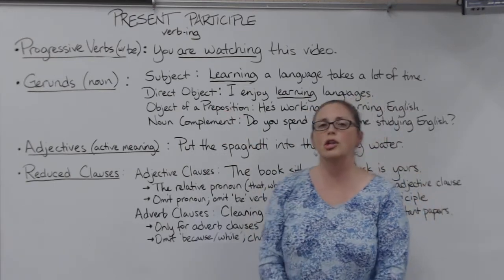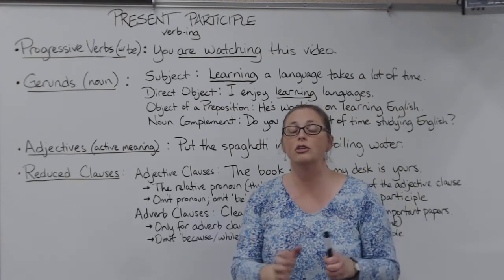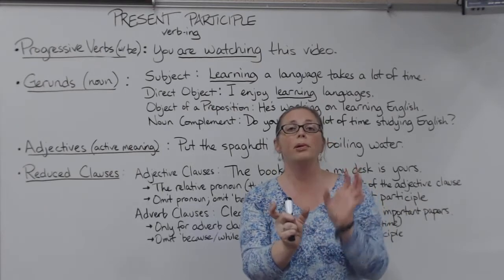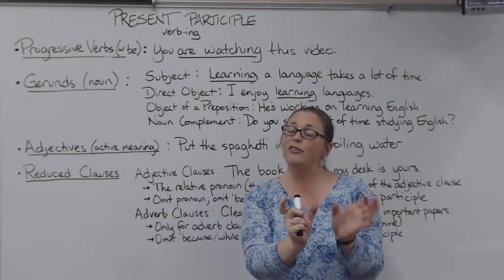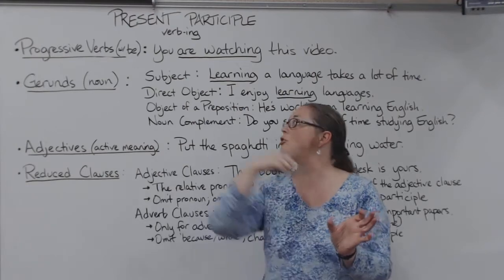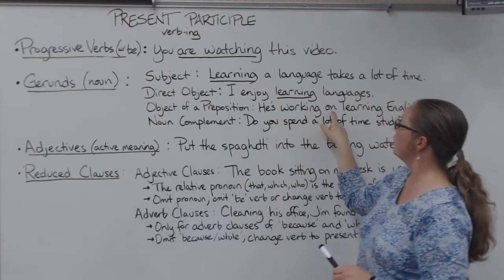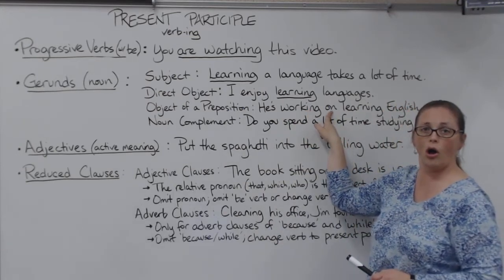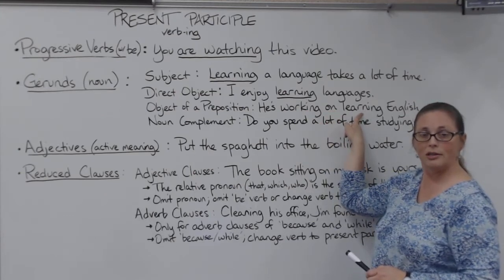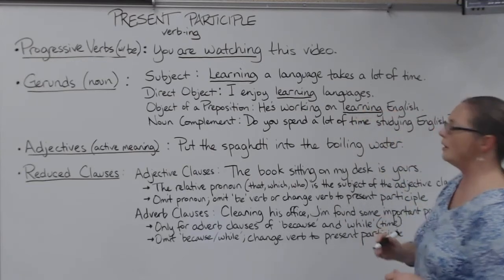You can also use a gerund as the object of a preposition because in English, you need to have this combination of preposition plus noun. If we want to use a verb instead of a noun, you need to change it to a gerund. That's the present participle. So, preposition right here is on. If you have a preposition, you're going to use a gerund, a present participle. He's working on learning English.